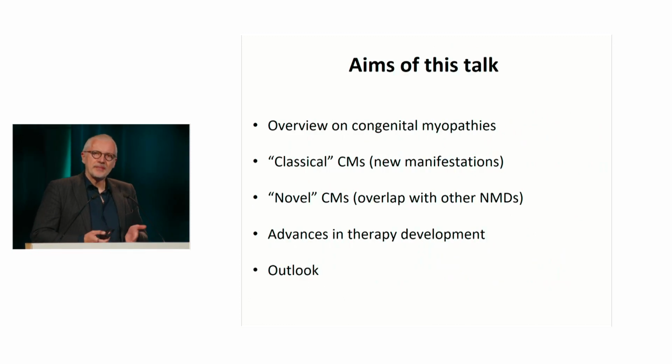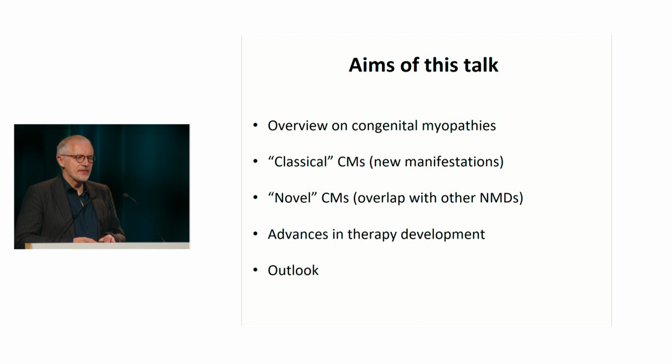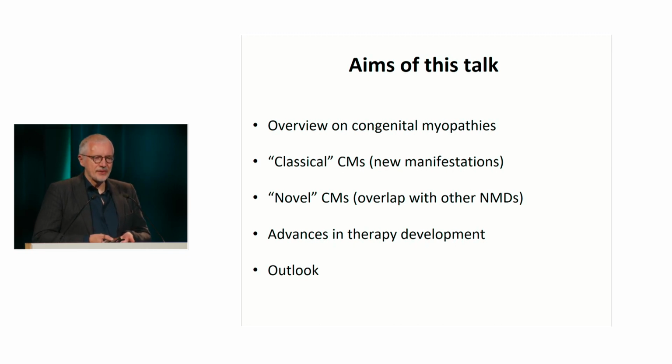What I want to do in my talk is give an overview of the congenital myopathies. I want to highlight certain new and interesting manifestations of a classical myopathy, and also describe selected congenital myopathies, in particular congenital myopathies recently described which have an overlap with other neuromuscular conditions. And I want to finish with an overview on therapy development in these conditions. I just have to say that I initially assumed that my talk was supposed to be 25 minutes, so I did not cover some aspects as extensively as I would have wished, but I tried to cover them with some of the other slides.